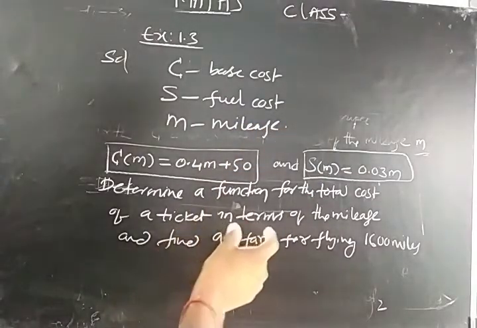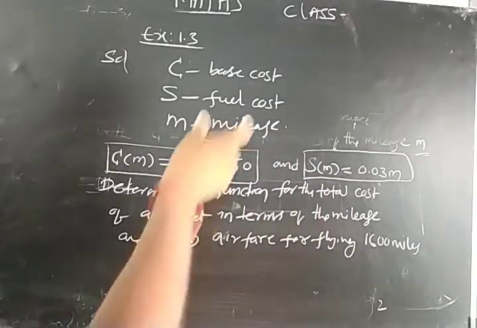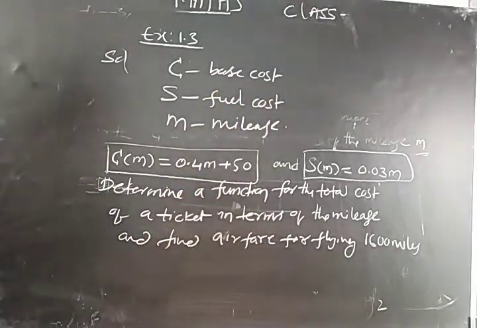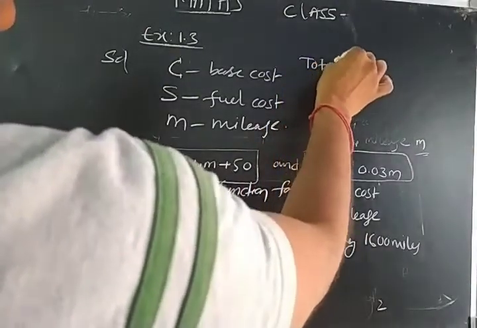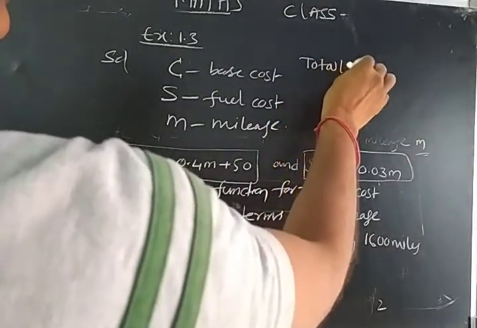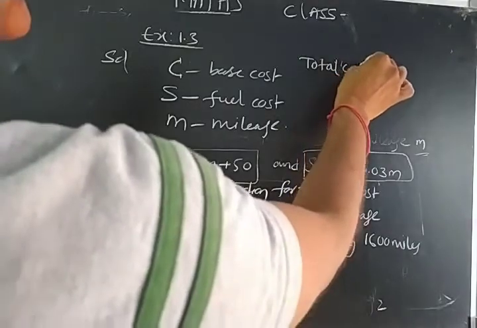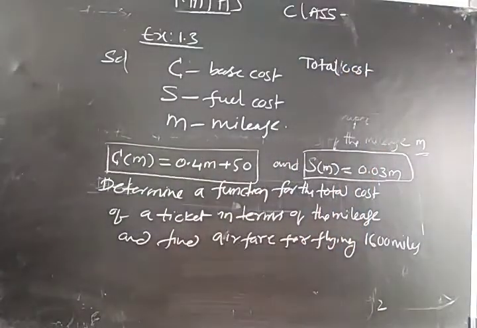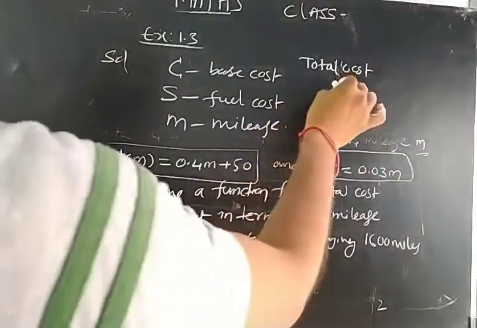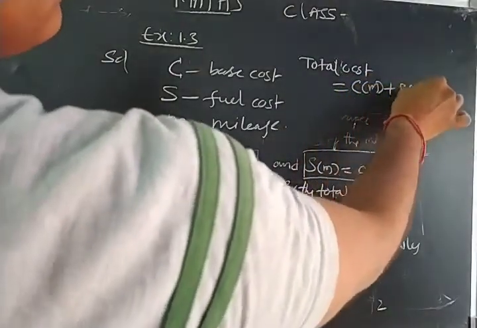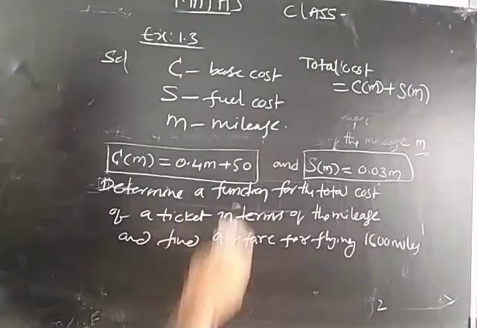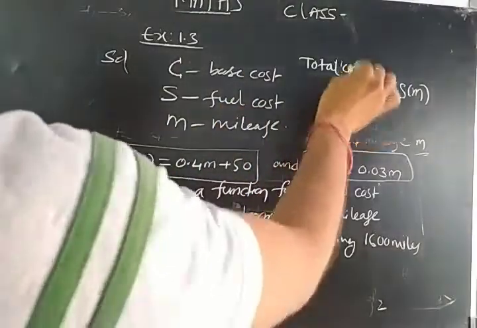Now we have to find total cost. How to get total cost? Base cost plus fuel cost will give total cost, right? Total cost is equal to base cost C of M plus fuel cost S of M. Base cost plus fuel cost will give the total cost.